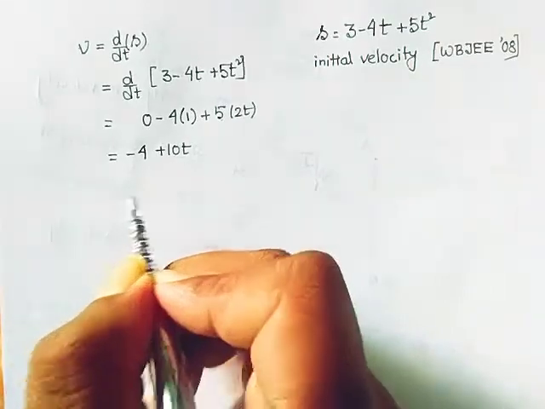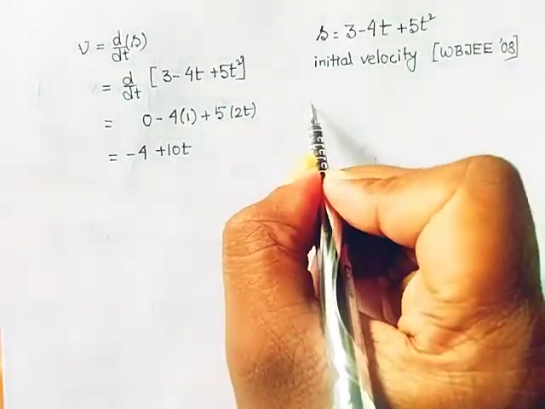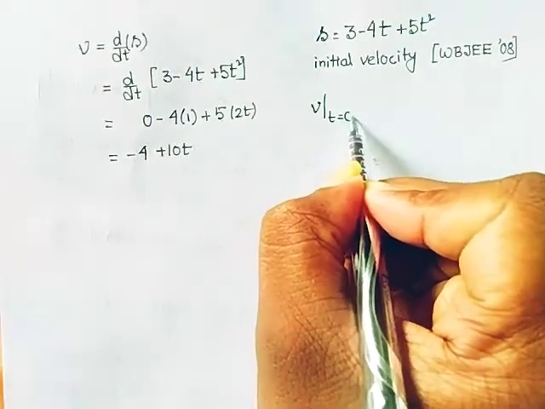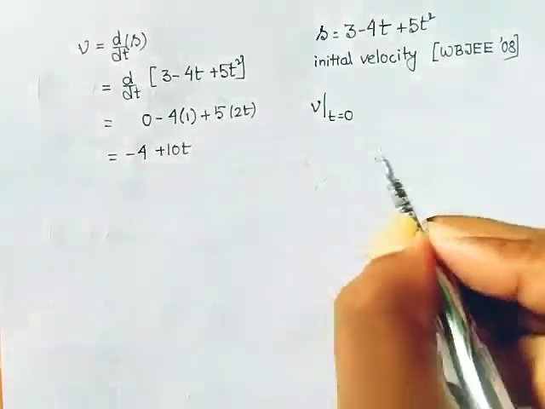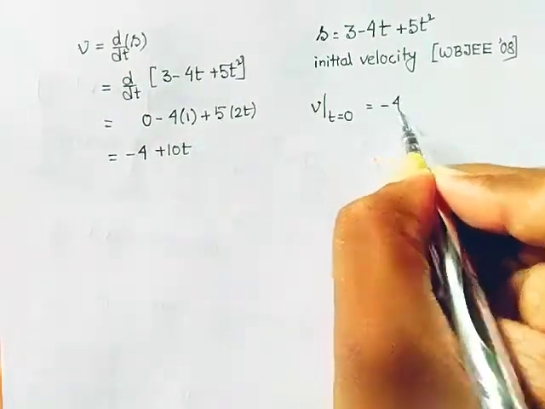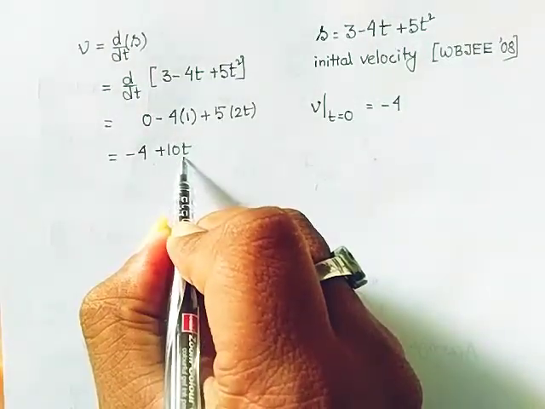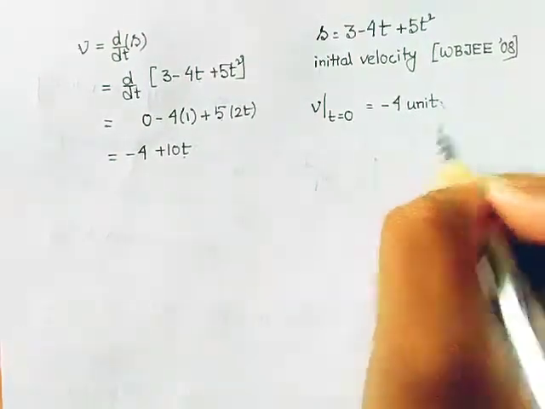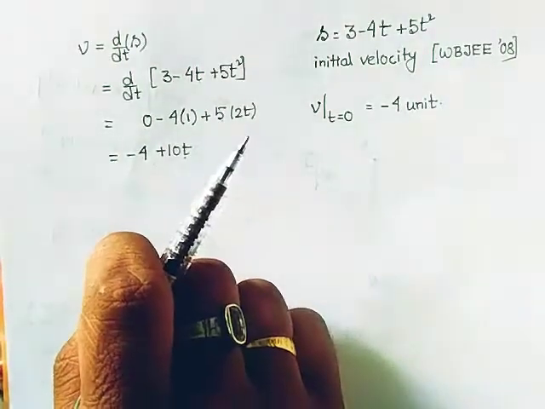What do I have to find? I have to find the initial velocity. Initial velocity is the velocity of the particle at the instant t equal to 0, at the starting. So if I put it here, it will become minus 4. 10t becomes 0, so it will be minus 4 unit, and this is the initial velocity of the particle.